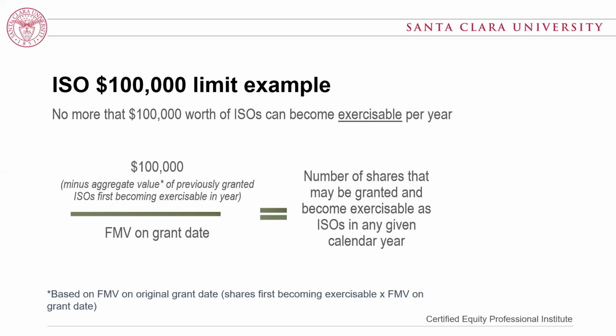Exceeding the limit of the $100,000 doesn't disqualify the whole grant as an ISO, but any shares granted in excess of the $100,000 limit are treated as non-qualifying stock options, including the option that puts the grant over the limit. You can also do the same calculation reflecting dollars instead of shares, and this is better when dealing with overlapping awards. Let's look at some examples.